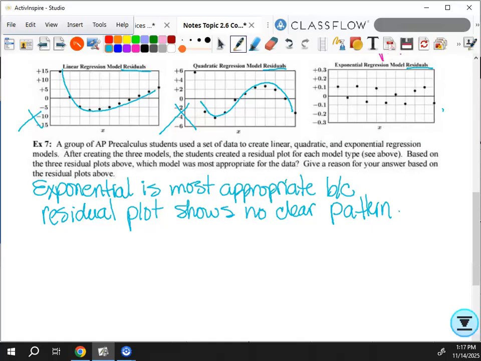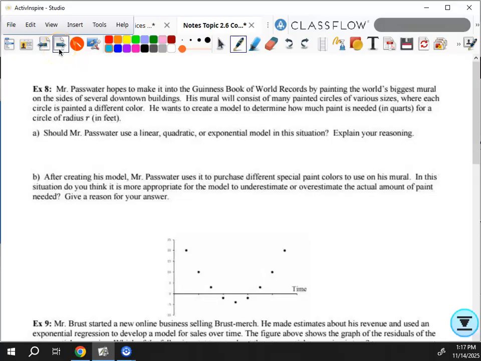Everybody good so far? Any questions at all? All right, let's flip it over. All right, Mr. Passwater hopes to make it into the Guinness Book of World Records by painting the world's biggest mural on the sides of several downtown buildings.